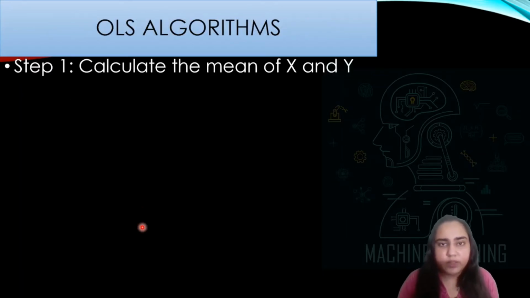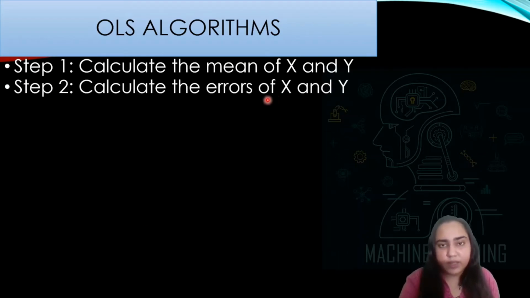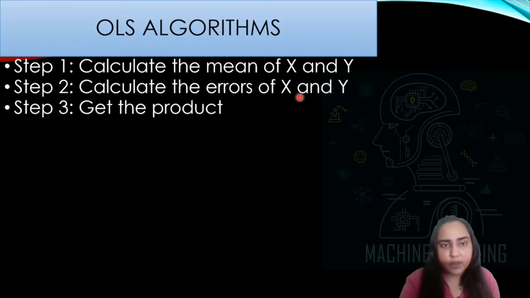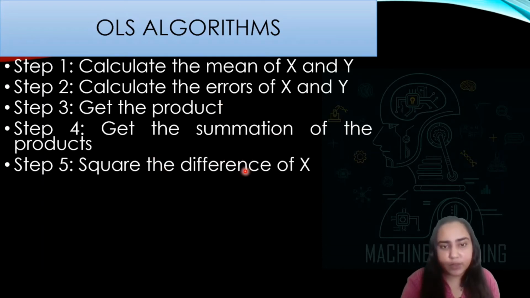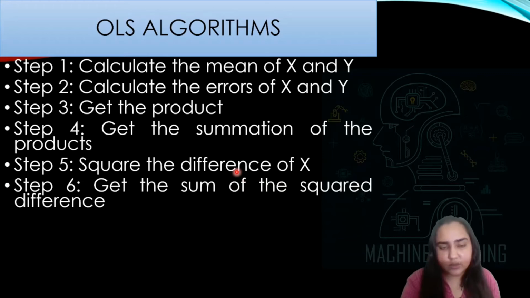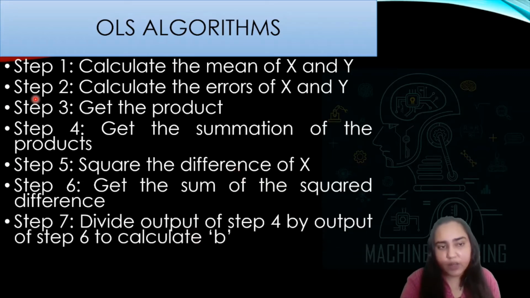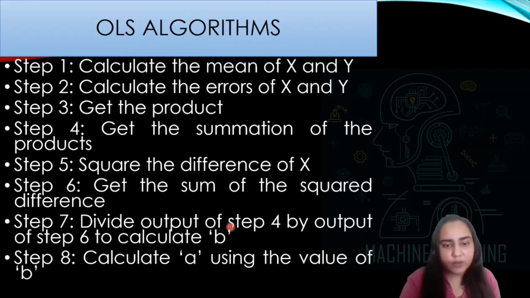So what is the OLS algorithm? First, you will calculate the mean of x and y. Then you will calculate the errors of x and y. Then you will calculate the product between those two, and get the summation of those products. And then you take a square difference of x, which we saw as the denominator, get the sum of this squared difference, and then divide the output of step 4 by the output of step 6 to calculate the value of b, which we just saw in the formula. So this is just the formula in words. Once you've calculated b, you can calculate the value of a using this value of b.